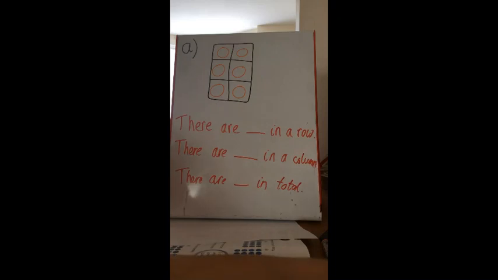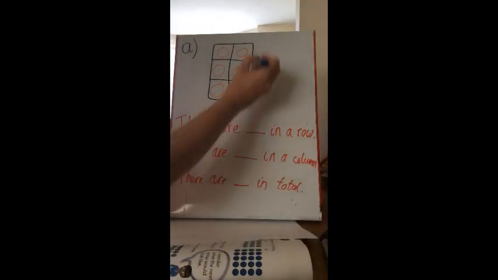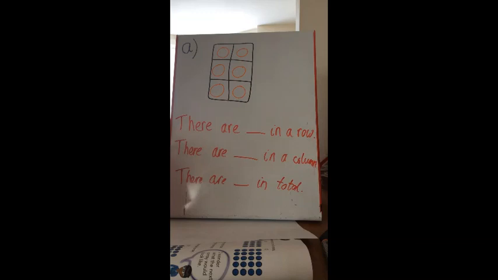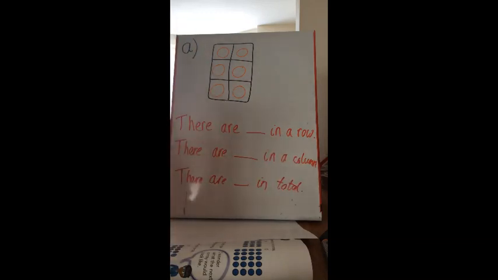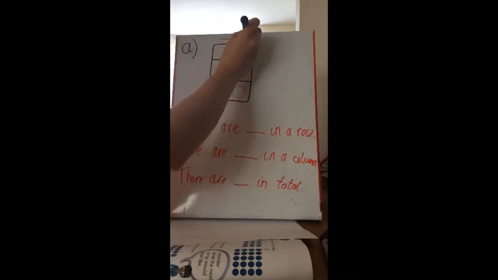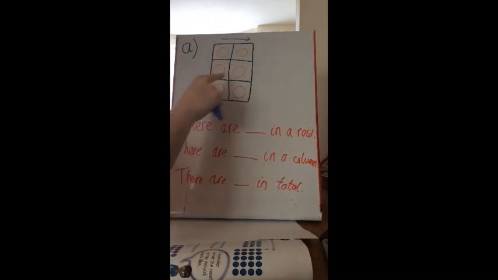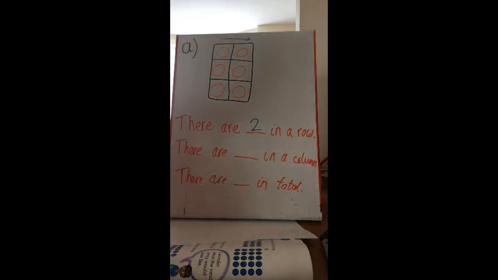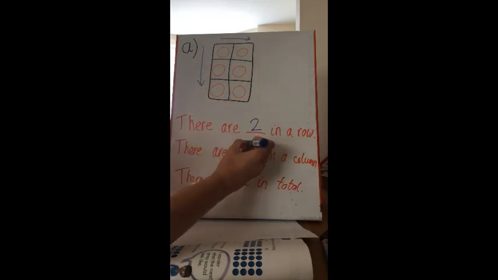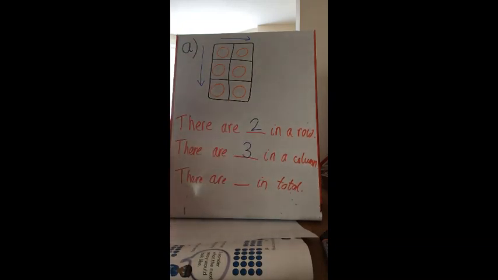Let's have a look at A together. So here is my yummy chocolate box, and the first question is asking how many are there in each row. Rows go across the river. So how many are there in each row? So we've got 1, 2, 1, 2. There are 2 chocolates in each row. How many chocolates are there in each column? The column goes down. So there are 1, 2, 3. There are 3 chocolates in each column.